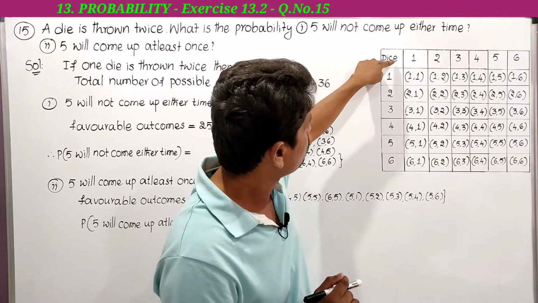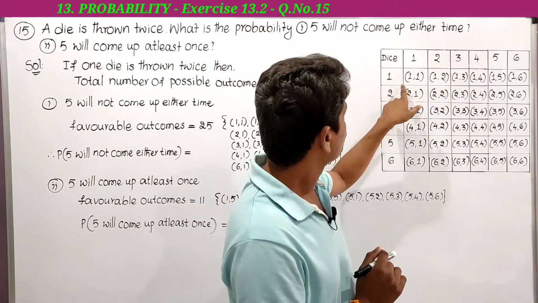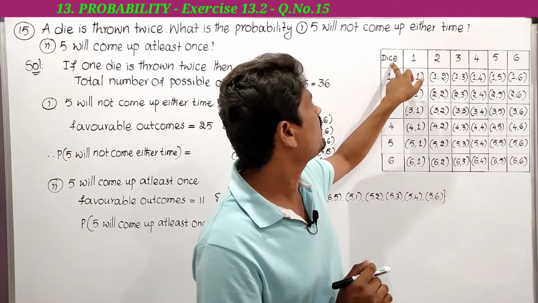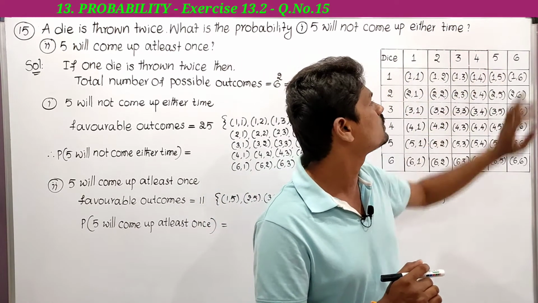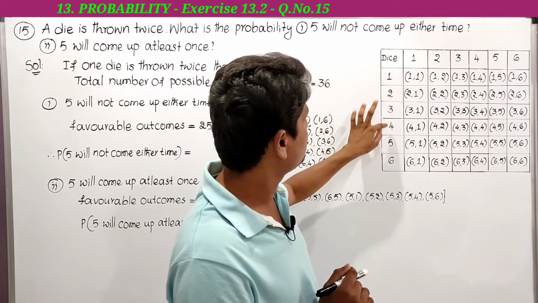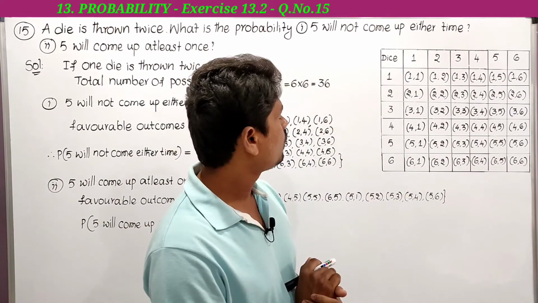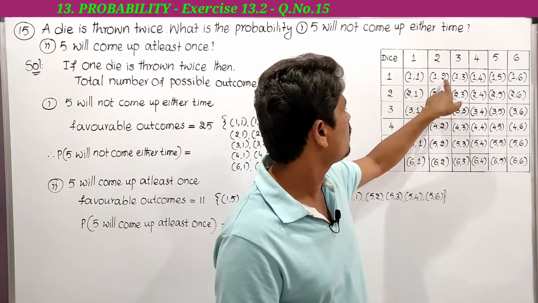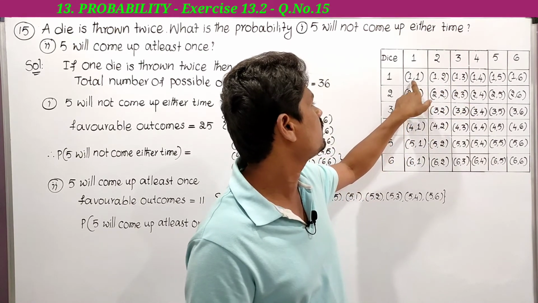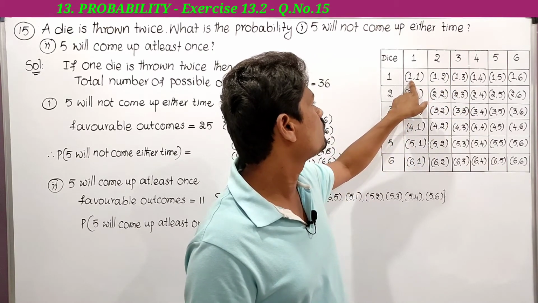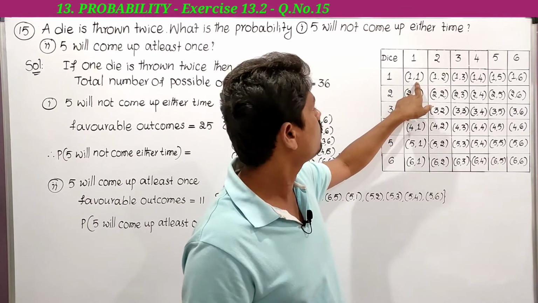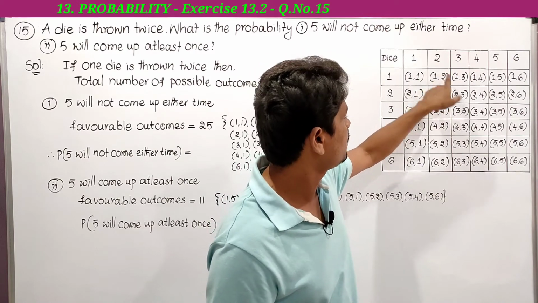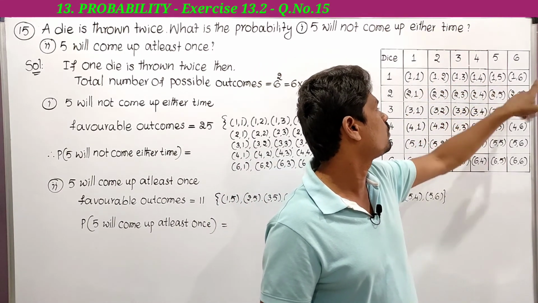In the table, these are the outcomes of the first die. So here 1 2 3 4 5 6. If a die is thrown once, these are the outcomes. If a die is thrown twice, these are the outcomes of the second throw. So here these are the possible outcomes: 1, 1, 1, 2, 1, 3. 1, 1 indicates that first time 1, second time is also 1. So first time 1, second time 2, like this. 1, 3, 1, 4, 1, 5.